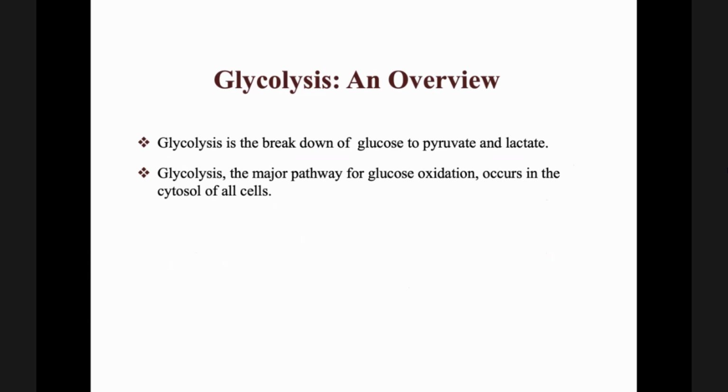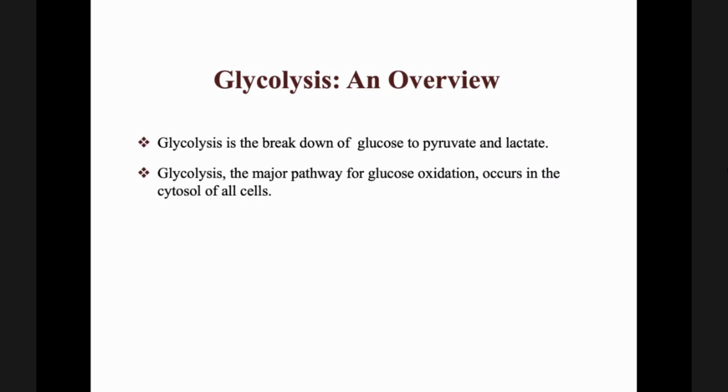So, an overview of glycolysis. Glycolysis, we say, is the breakdown of glucose to pyruvate and lactate. It's interesting. What's the involvement of lactate here? Is it always pyruvate and lactate? No, the lactate is only produced under a specific condition, and this condition is the anaerobic condition. So glycolysis in the anaerobic condition will produce lactate.